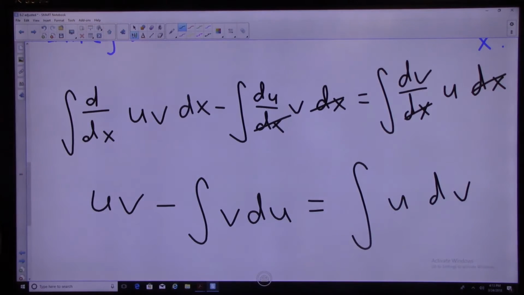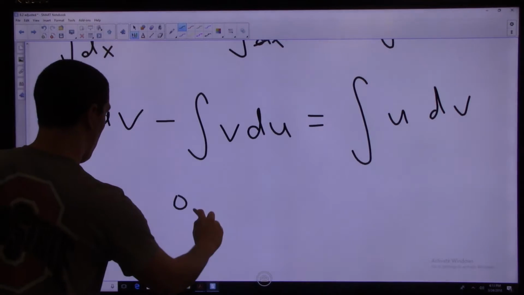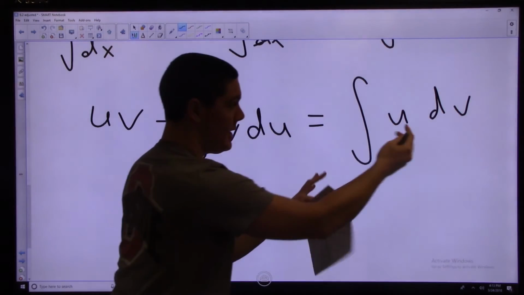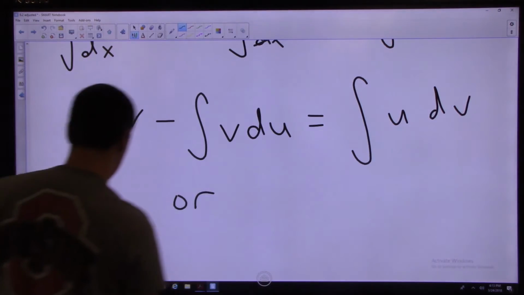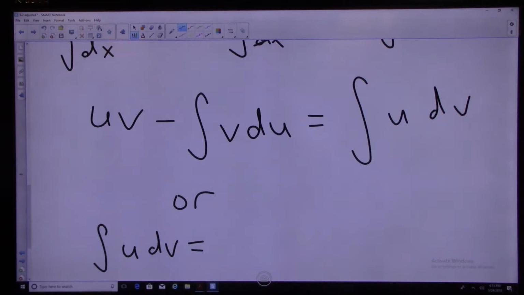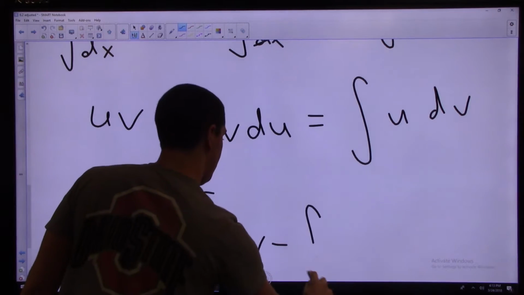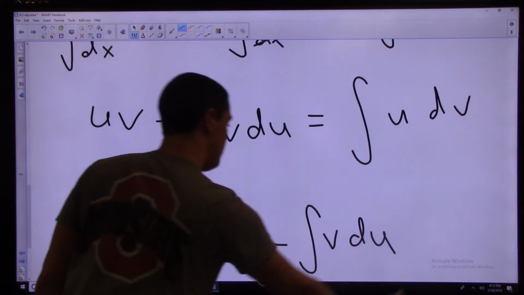That right there is the integration by parts formula. We could stop right there if we wanted to, but usually we write it like this. We could just flip them, so we can write this one first on the left-hand side. So the integral of u dv is going to equal uv minus the integral of v du.